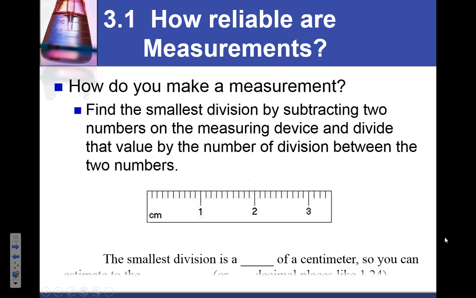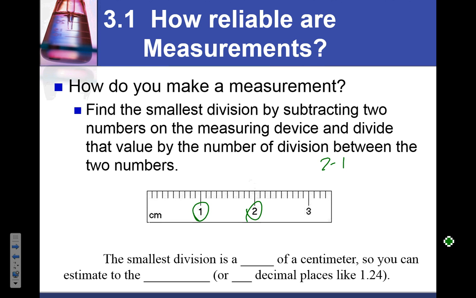So we go back to our ruler here. I'm going to pick these 2 numbers right here. The difference between 2 and 1, 2 minus 1, equals 1. Now count my divisions: 1, 2, 3, 4, 5, 6, 7, 8, 9, 10. Notice I didn't count the lines. I counted the actual divisions, because there's only 9 lines, but there are 10 divisions in between. So I'm going to take 1 and divide by 10. My smallest division here would be the tenth of a centimeter.